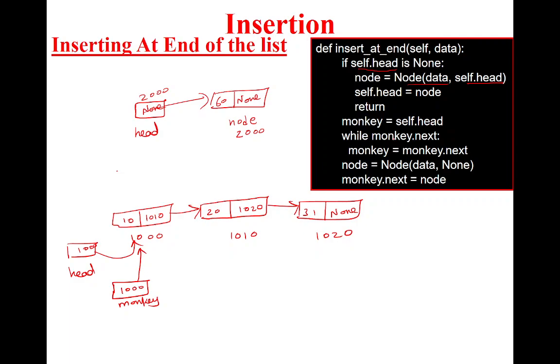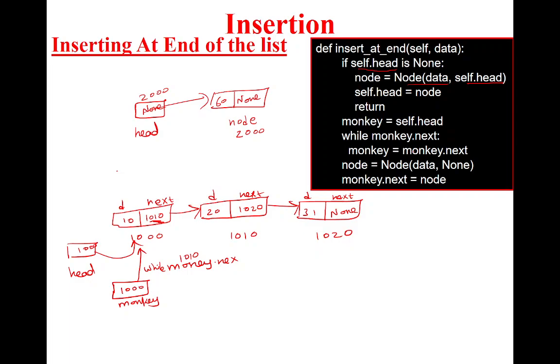We are checking while monkey of next has some valid address. Then it will go into this while loop. This is data next, data next, data next. Okay, here please listen carefully. Here we are checking monkey of next. What is monkey of next? Monkey of next is 1010. This is having some valid address, so it will come into the loop.